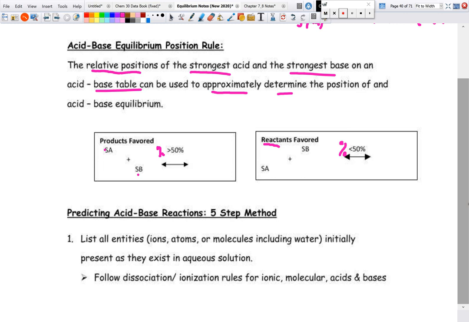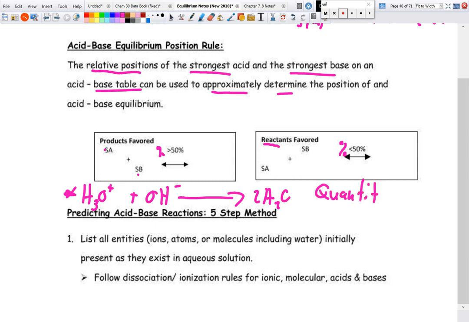So let's actually look at our 5-step method to predict reactions, now that we have everything that we need. And one last thing before we do that, if we have H3O plus and OH minus, so if you have strong acid plus strong base, it's quantitative. So just be careful with those as well. So there's going to be no equilibrium.